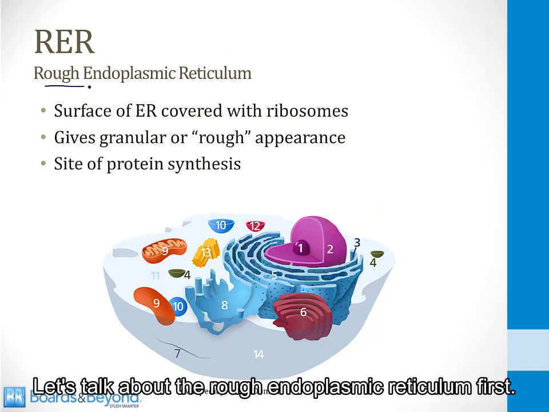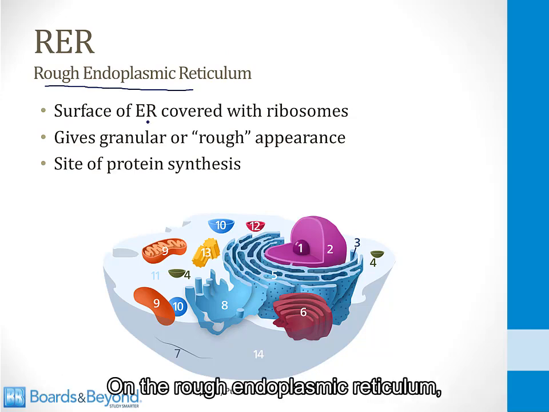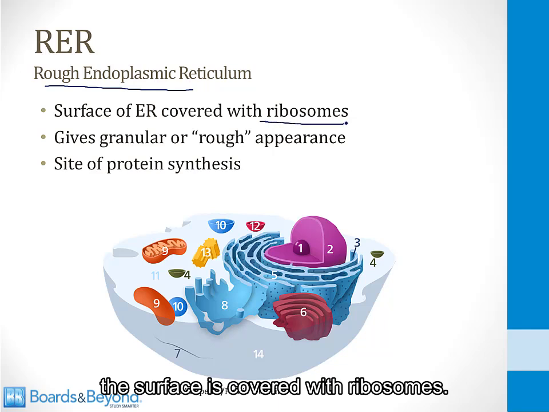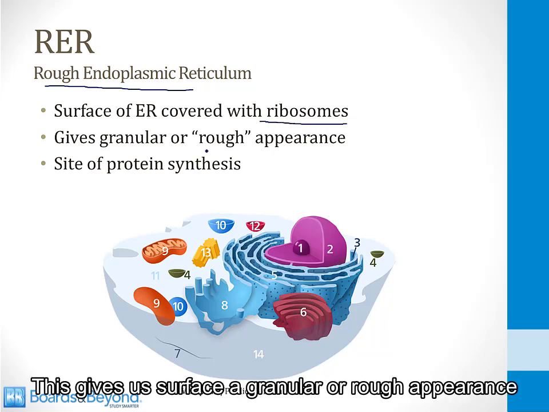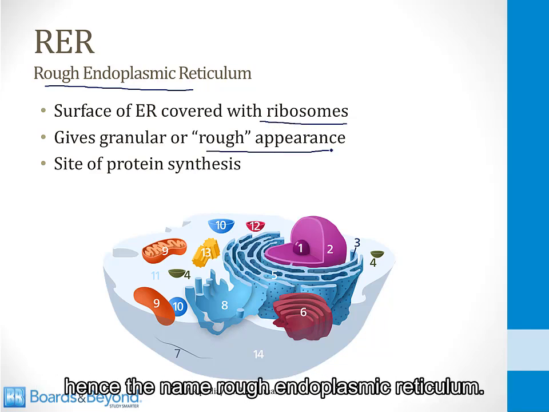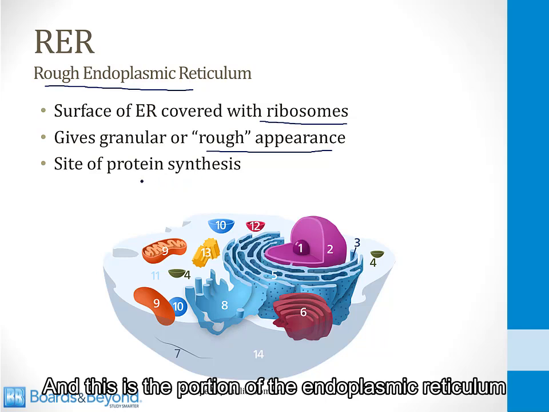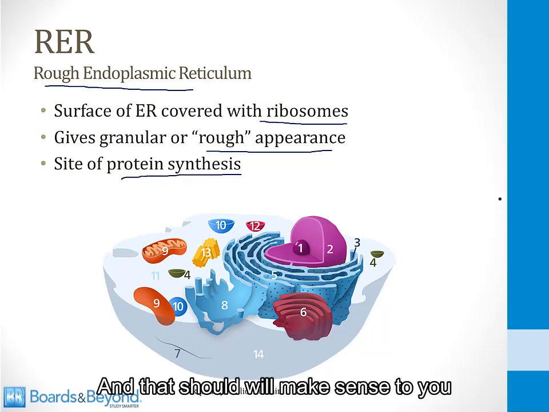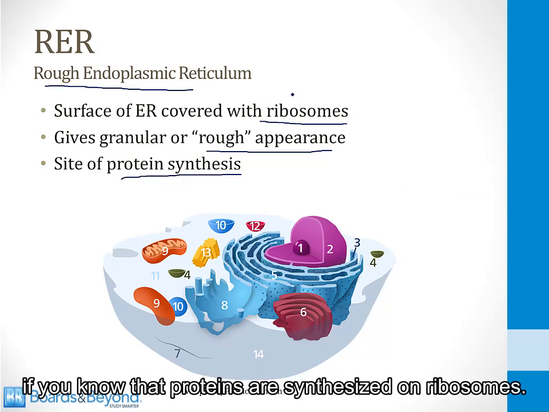Let's talk about the rough endoplasmic reticulum first. On the rough endoplasmic reticulum, the surface is covered with ribosomes. This gives the surface a granular or rough appearance, hence the name rough endoplasmic reticulum. And this is the portion of the endoplasmic reticulum where proteins are synthesized, and that should make sense to you if you know that proteins are synthesized on ribosomes.